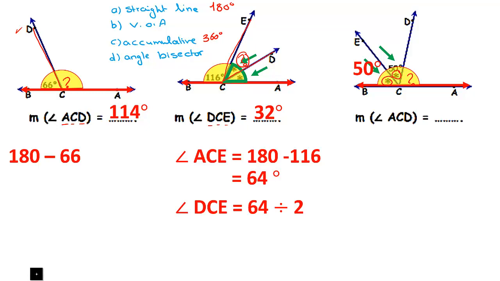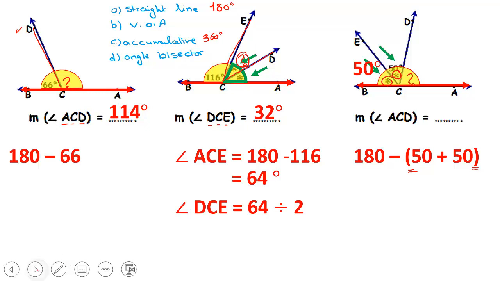How can I find angle ACD now? It is the only angle missing on the straight line. So it is easy. Just 180 minus (50 plus 50), and don't forget to put them between brackets to have a correct answer. So, angle ACD is equal to 80 degrees. Let's go now for the fourth one.